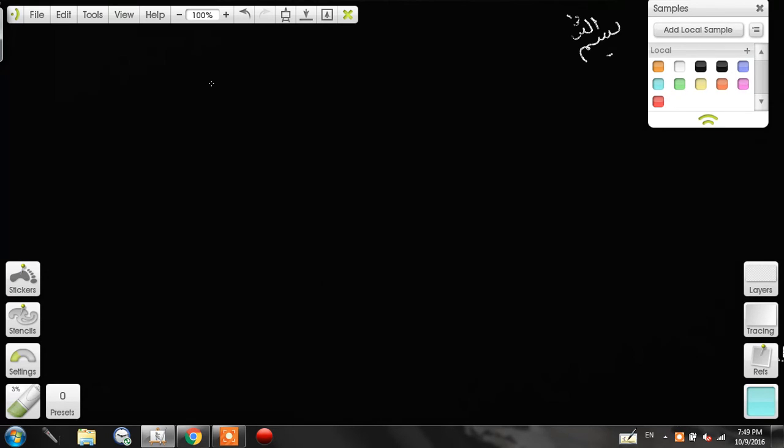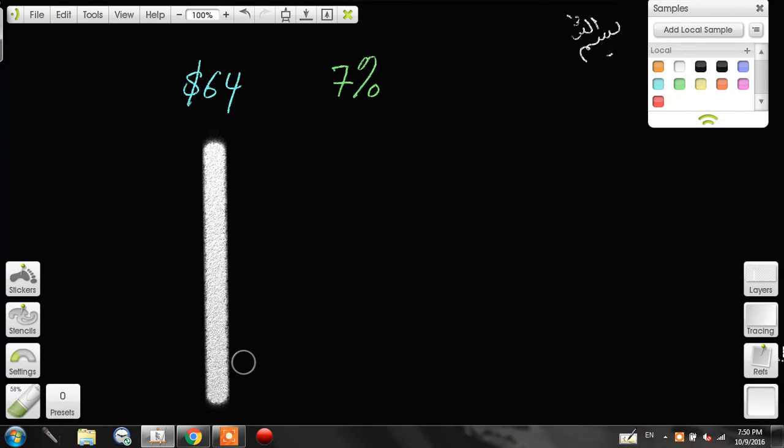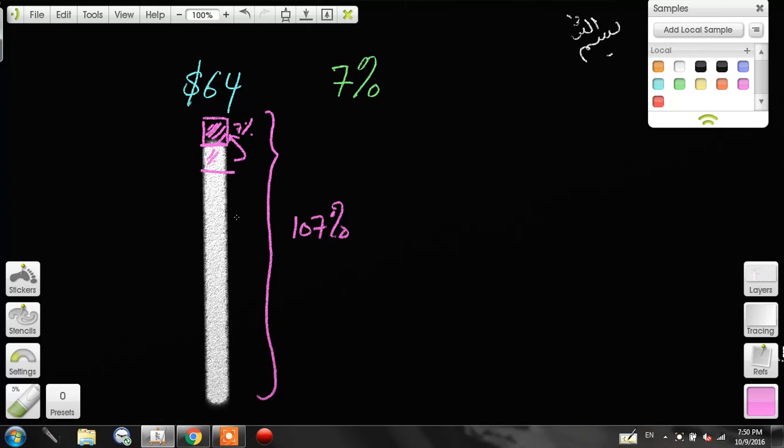Somebody buys groceries, and the groceries cost them $64. And then they have to pay 7% tax on that. Same thing. So this is the cost of the groceries. On top of that, you're going to add 7%. You're going to take whatever 7% of this is and add it on top. You're going to pay an extra 7%. So the total is going to be 107% of the original price. 100% plus 7%.